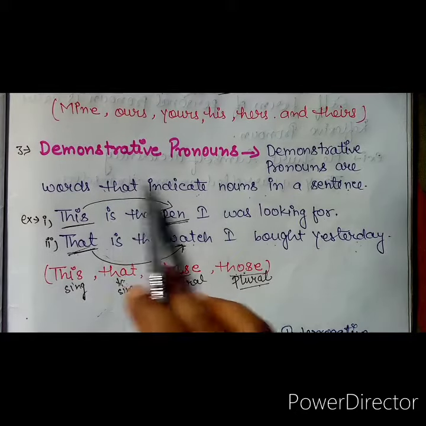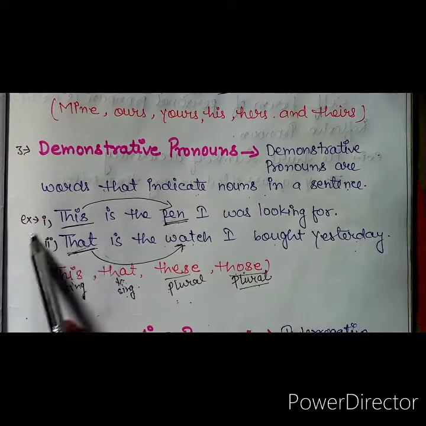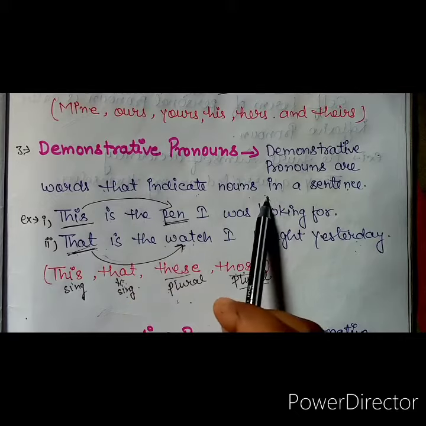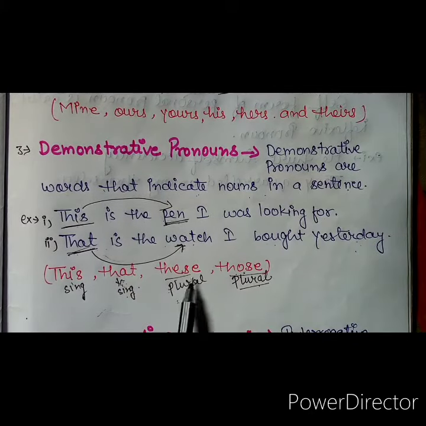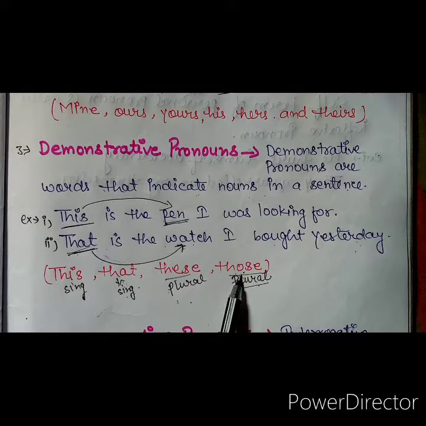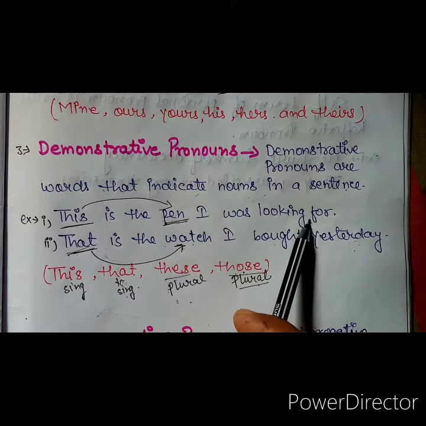The next one is demonstrative pronouns. Demonstrative pronouns are those pronouns that are used to indicate nouns in a sentence. This, that, these, those are the examples of demonstrative pronouns. Let's take some examples. This is the pen I was looking for.